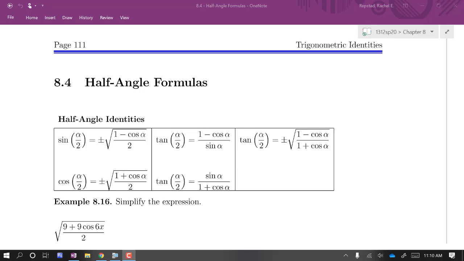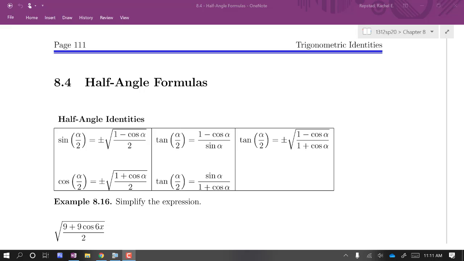All right, in this section we're looking at the half-angle formulas. We have one for sine and one for cosine, and then we've got these three different formulas for tangent. So these are given in terms of sine of half an angle, sine of alpha over 2. And depending on what quadrant the angle is in, when you find sine or cosine of half that angle, it could change the sign, which is why there's a plus or minus in front of these radicals.